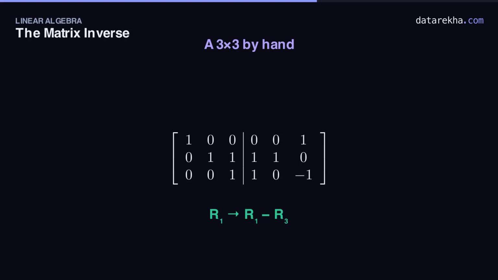Subtract row 3 from row 1 to knock out the one above the third pivot. Row 1's left half is now a perfect 1, 0, 0. Next, the one above in row 2. Subtract row 3 once more, and it vanishes. Look at the left block now. It is the identity. Exactly.